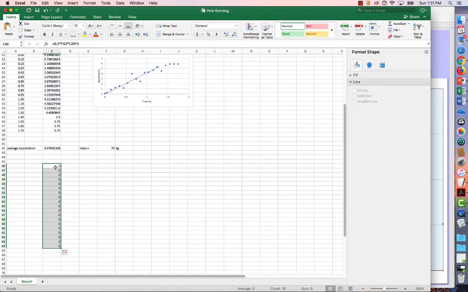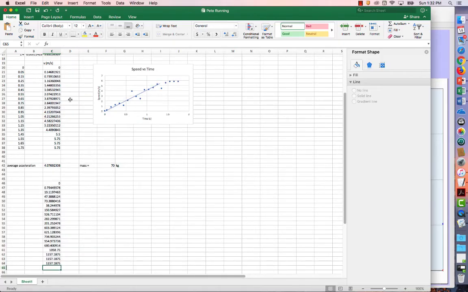Oh, that's a problem, because as I move down, it's moving down from here, and these values are 0. So what do I need to do? I need to put a $ in here so that the position doesn't update as I move down. And these kinetic energies would correspond to these speeds, which correspond to these times. So I'm going to take these times.